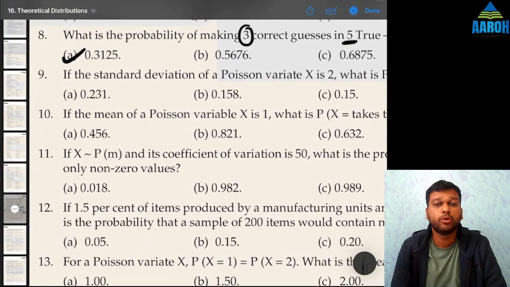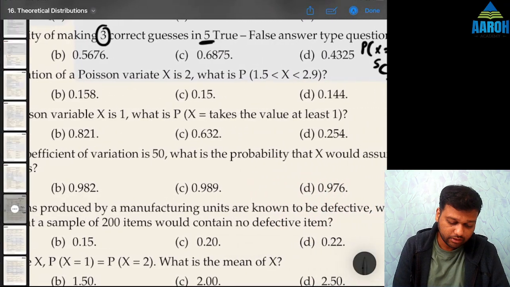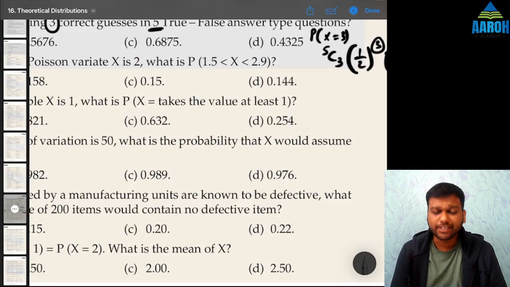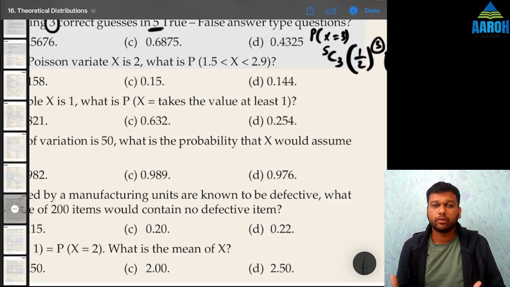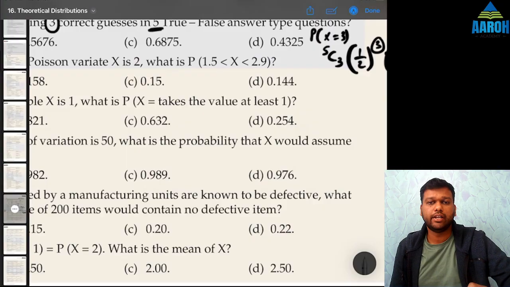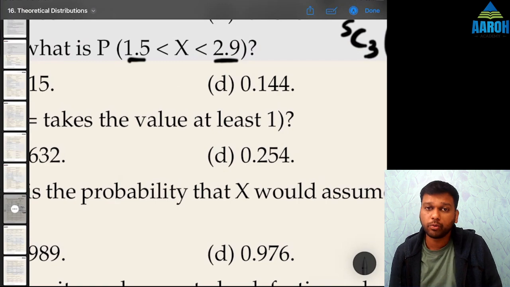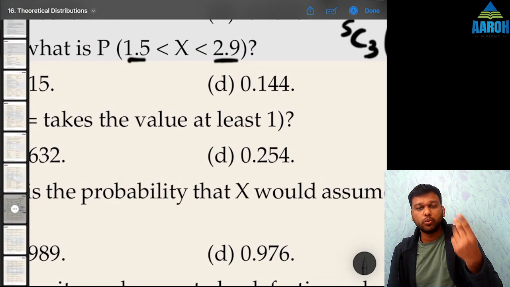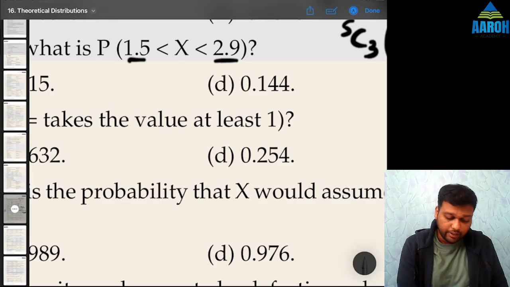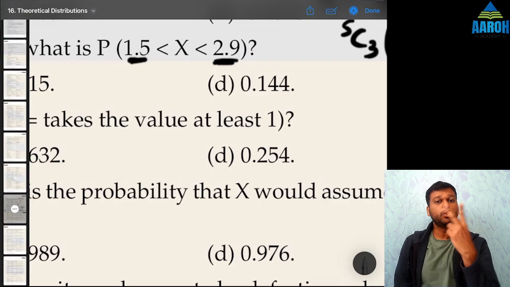Next, now questions of Poisson distribution have started. If the standard deviation of a Poisson variable is 2, what is the probability that x is between 1.5 and 2.9? Okay, now first of all, a Poisson variable can only take integer values. That means 1.5 and 2.9 have no meaning. It cannot be 1.5 or 2.9. X can only be 0, 1, 2, 3, 4 and so on, right? That means between 1.5 and 2.9, how many integer values are there? Only 2, right?